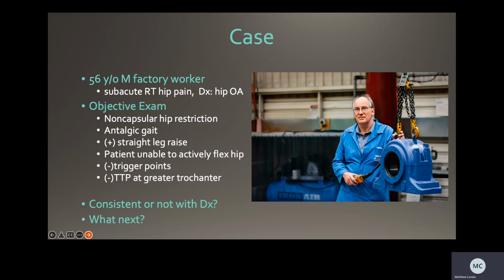his signs and symptoms were not consistent with hip OA, right? Hip OA should not have those sorts of signs and symptoms. What did I do next? I advocated for my patient, got him a radiograph, and found out that he did in fact have avascular necrosis.